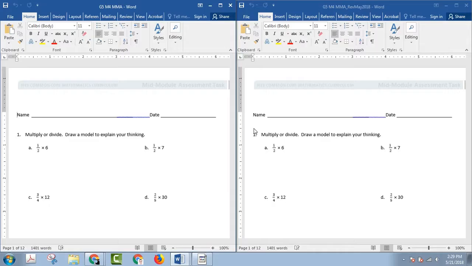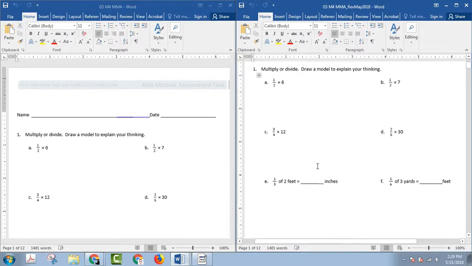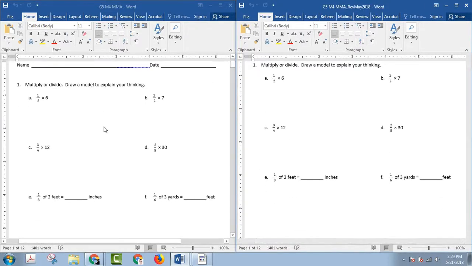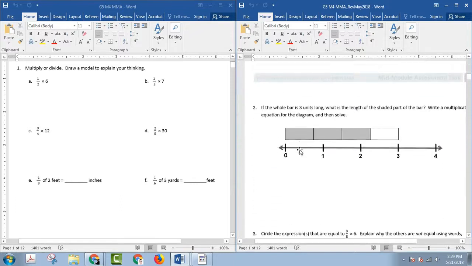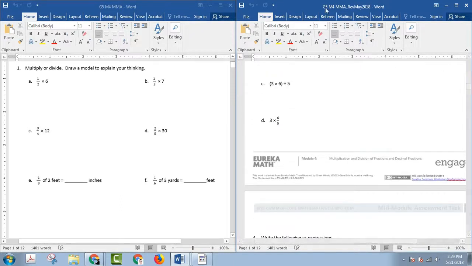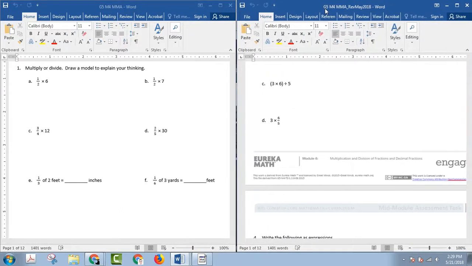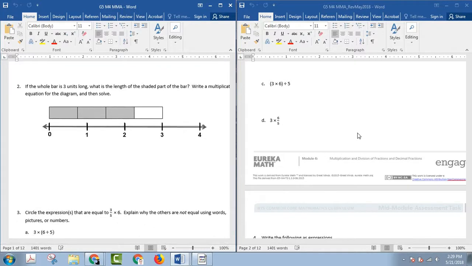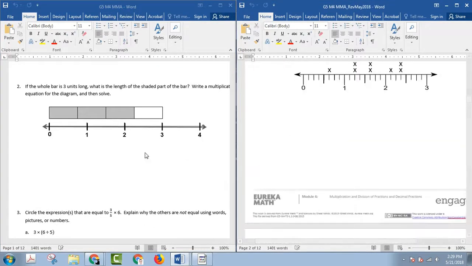Do some quick changes to the math assessment. In particular, what we're going to be looking at are the rubrics. This is actually grade 5, module 4, MMA. On the left, I'm going to keep the original, and on the right, I'm going to do some editing.